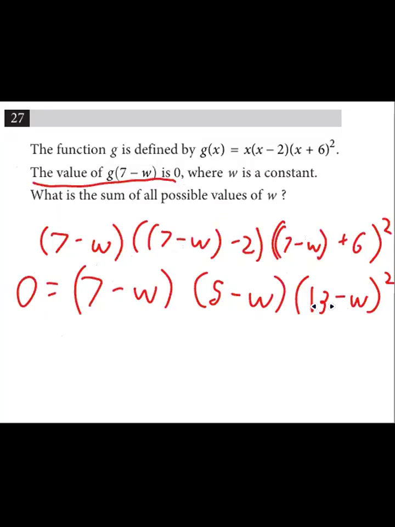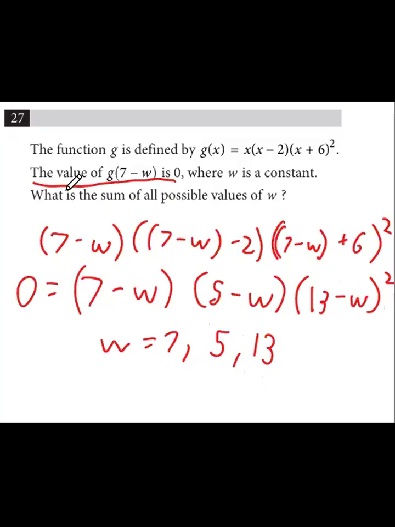So for this to be equal to 0, any one of these three terms can be equal to 0. So if we set this first term equal to 0, we have w equals 7. For the second term, w equals 5. And then for the third term, w equals 13. So any of these three values will result in one of these three being equal to 0, which when multiplied with everything else will result in the final equation being equal to 0.